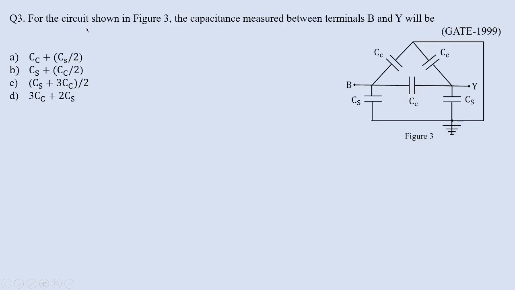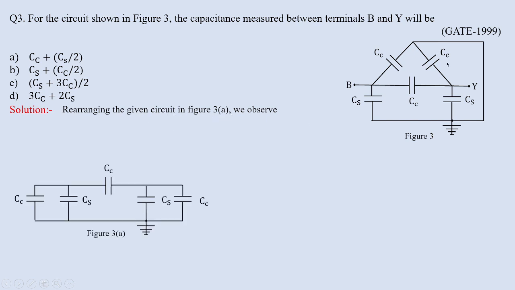In question 3, for the circuit shown in figure 3, find the capacitance measured between the terminals B and Y. The options given are A, B, C, and D. So by looking into this figure, rearranging the given circuit in figure 3a, we observe that I have taken this ground terminal and this terminal we have grounded. So CC between B and Y is kept as it is, whereas CC and CS are parallel here, and similarly CS and CC are parallel over here.